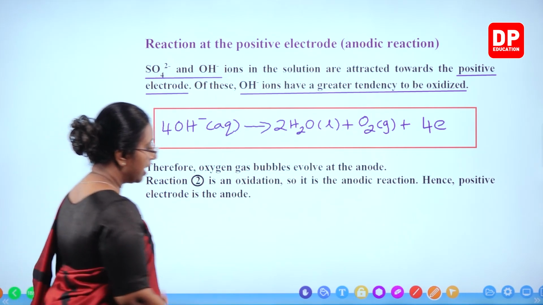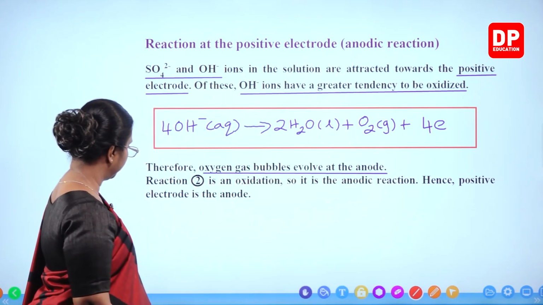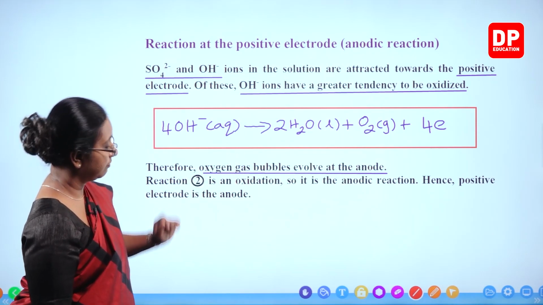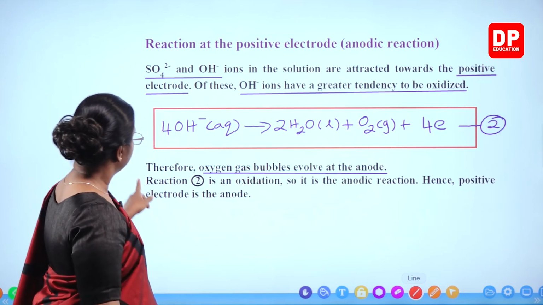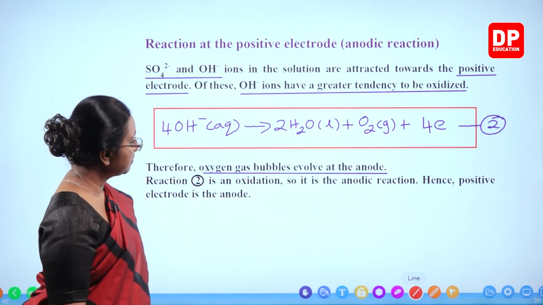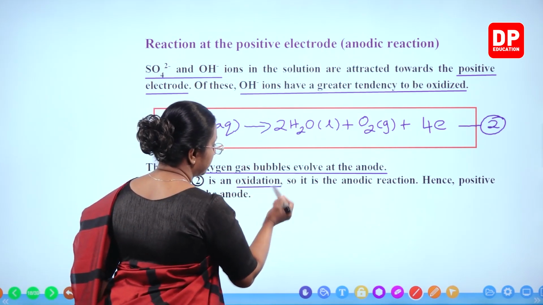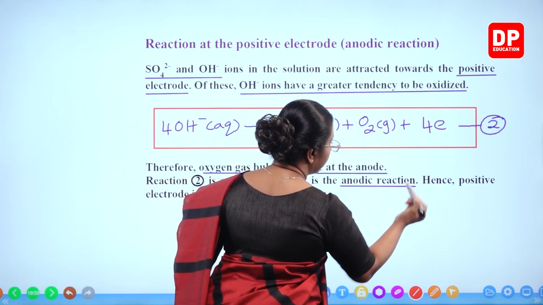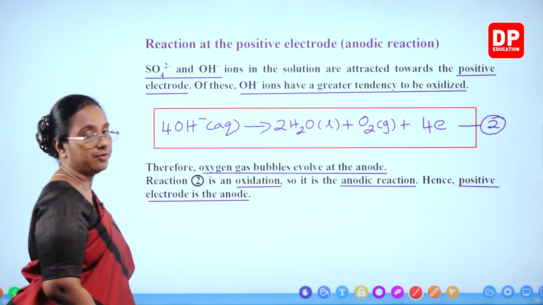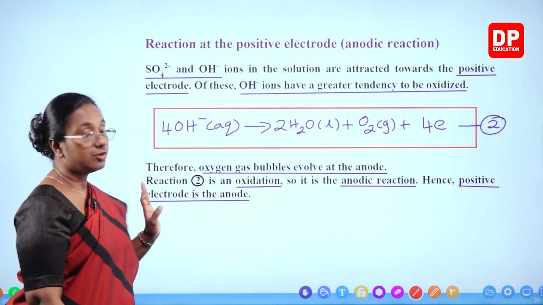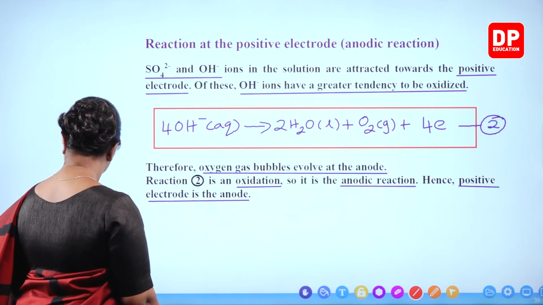So therefore, oxygen gas bubbles evolve at the anode. This is reaction 2, we have to label it as reaction 2. Reaction 2 is an oxidation. So, it is the anodic reaction. Hence, positive electrode is the anode. So, these are things that you already understood. So, then I'll move on to the next slide.